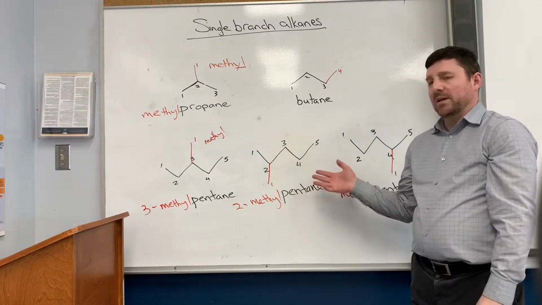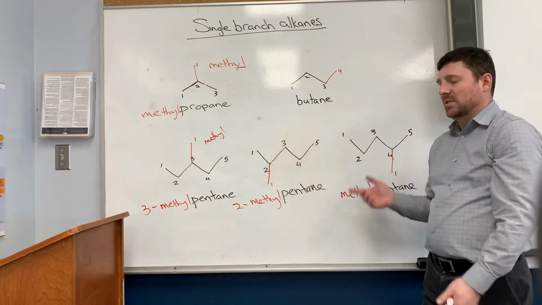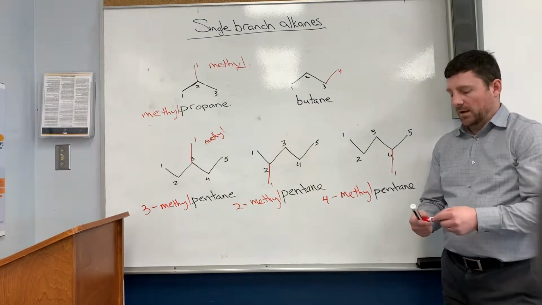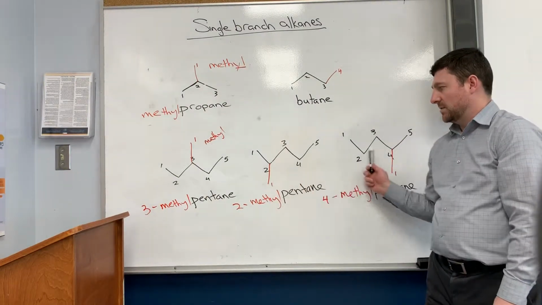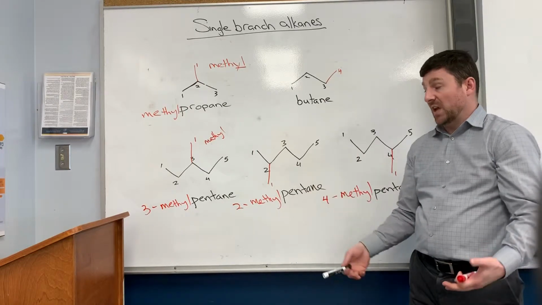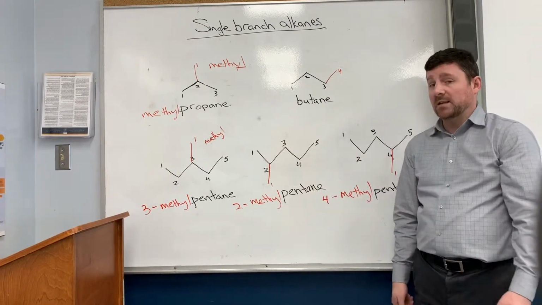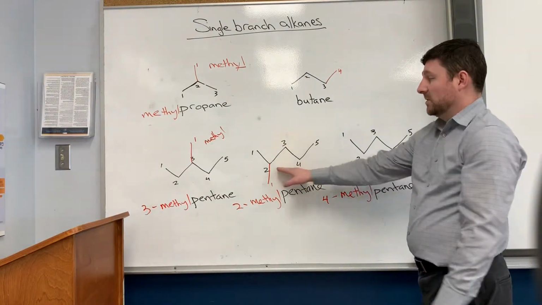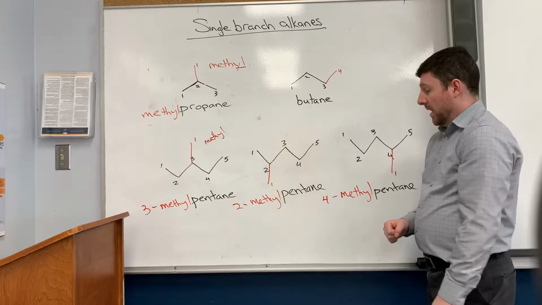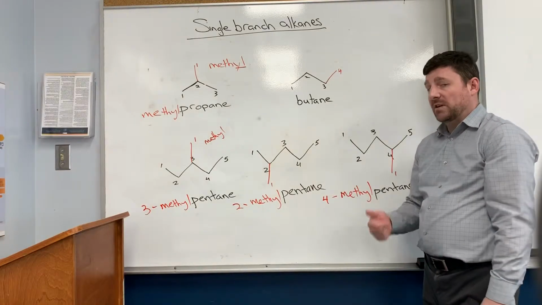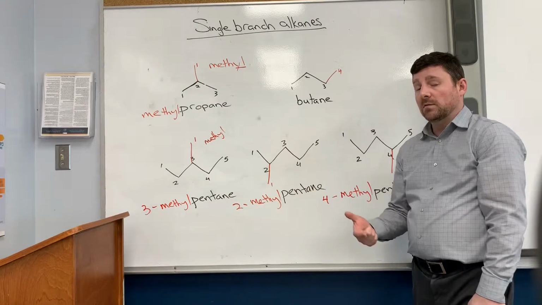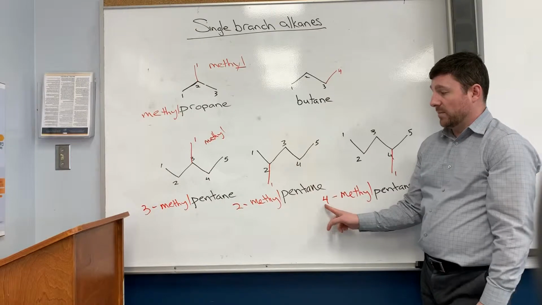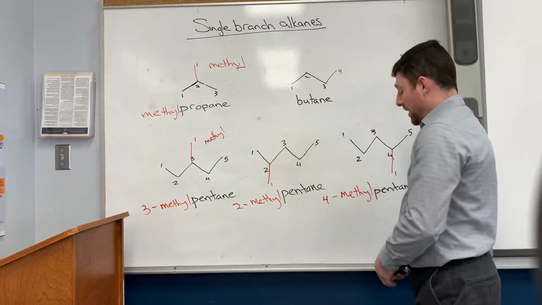Now, we don't want to give 2 different names to the same molecule. So if I call this 4-methylpentane, I'm actually giving these 2 molecules, which are the same molecule, 2 different names, 2-methylpentane and 4-methylpentane. So to avoid this, if you have 2 identical molecules, you have to give them the same name. We always give them the name that includes the lower branch number. So we would never call this 4-methylpentane because 4-methylpentane is the same as 2-methylpentane.